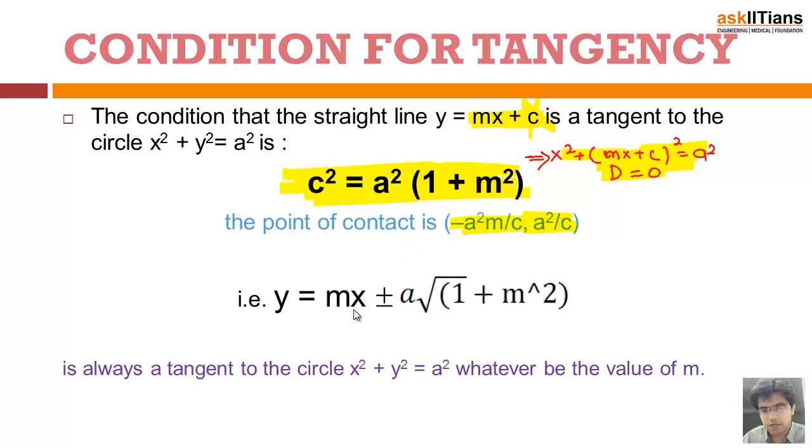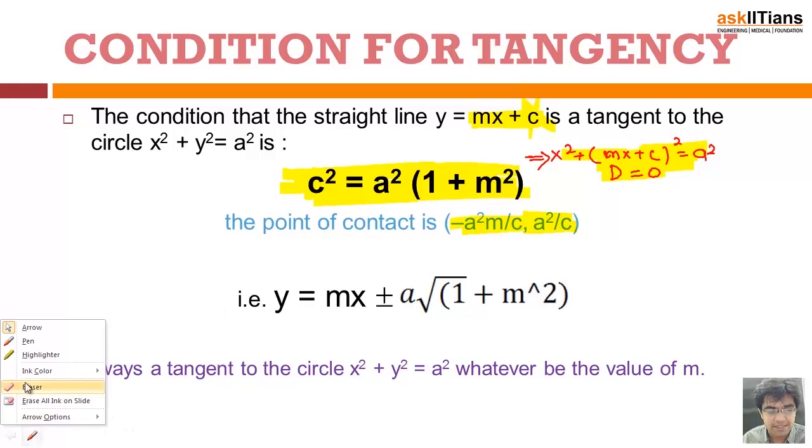That means my equation becomes y is equal to mx. Now this is c square, we need c, so we have to take root. If we take root, then a plus minus sign will come, so y is equal to mx plus minus a under root 1 plus m square. What does this mean? What is the significance of this plus minus?